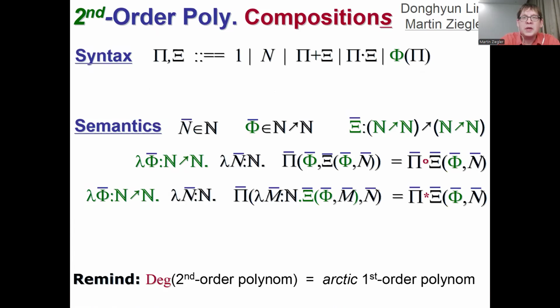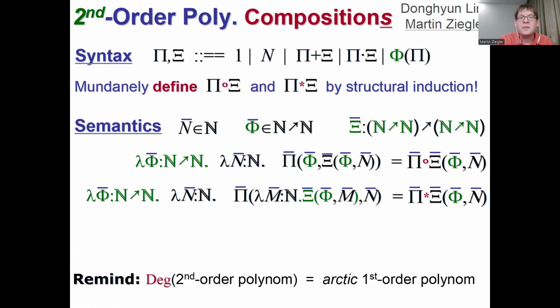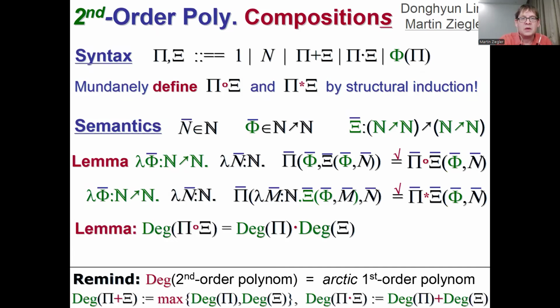The first one we denote with the classical little circle. And for the second one, let's just introduce the notation star. And of course, these two types of composition need to be defined by structural induction, and then observe that their induced semantics coincides with the semantics that we expect from this simple little circle, the composition of mappings, right?